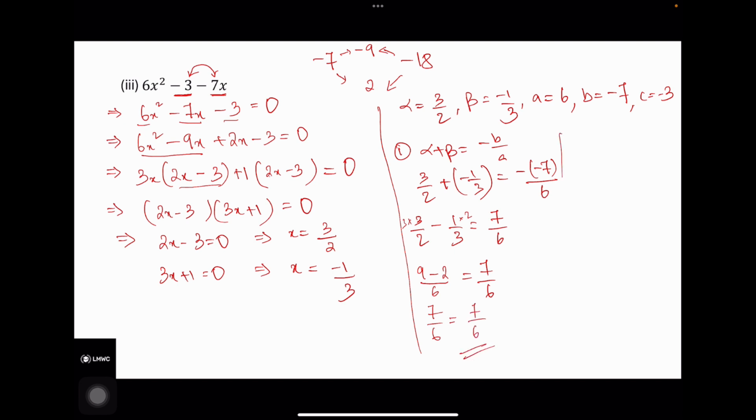Similarly, for the second verification, product of zeros equals to C by A. So alpha as 3 by 2 times beta as minus 1 by 3, which is equals to C is negative 3 by A, which is 6. So 3 and 3, we can cancel it out. So final answer is minus 1 by 2. Similarly, 3 times 1, 3 times 2. So final answer is minus 1 by 2, and hence our verification is done for this question.